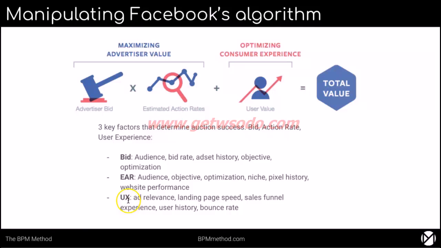Then you've got the user value, which is essentially the user experience. So how relevant your ad is, and we can look at quality metrics there. Landing page speed, because we know if it takes too long to load, then people are going to leave. How your sales funnel is converting, and then the experience of how that's related in terms of your metrics, the user history, how many times they have visited your site, your bounce rate.